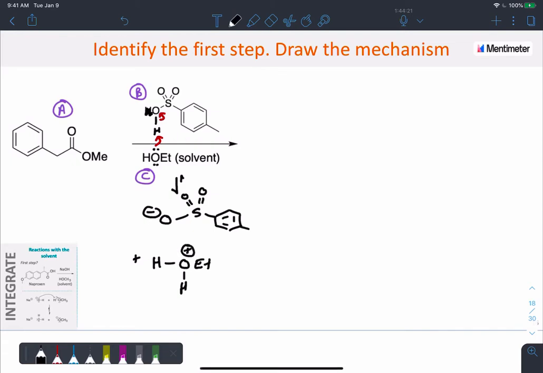Okay, so we've got the protonated solvent, and then from there, that most basic atom on the ester collides with that protonated solvent molecule, and that gets us to the first step of the reaction.